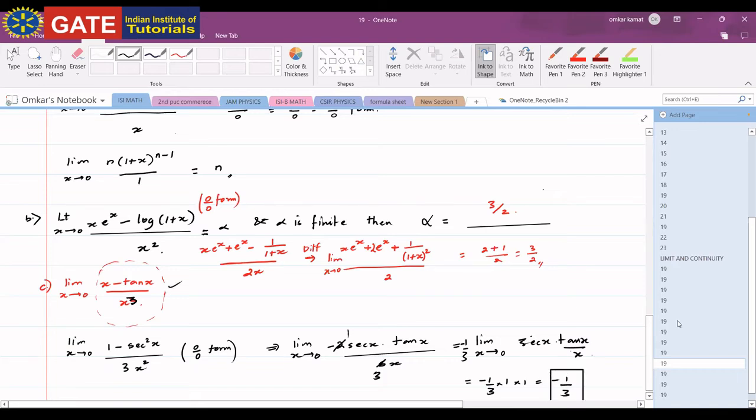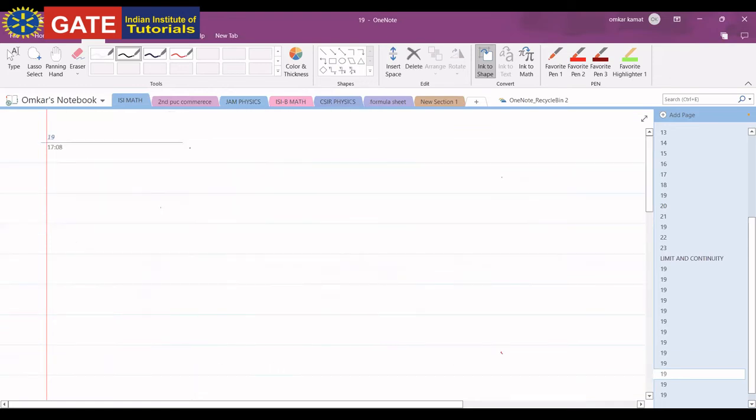Clear? So if we change the question a bit, the answer will also change. Now, this question was asked in an exam.